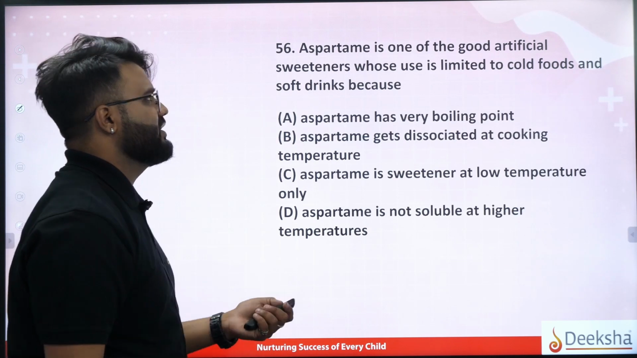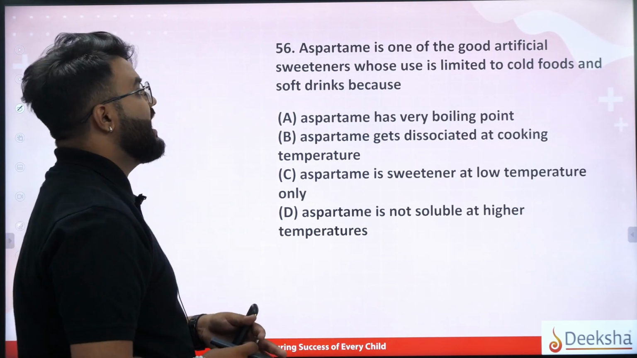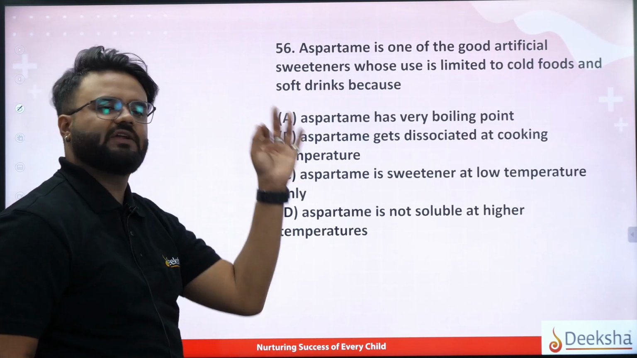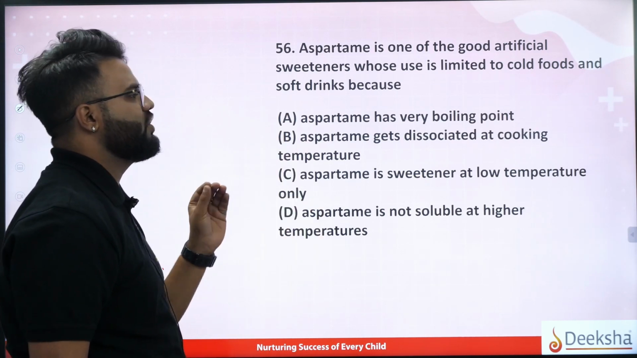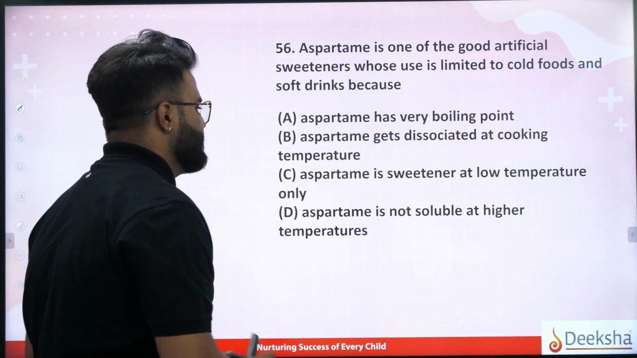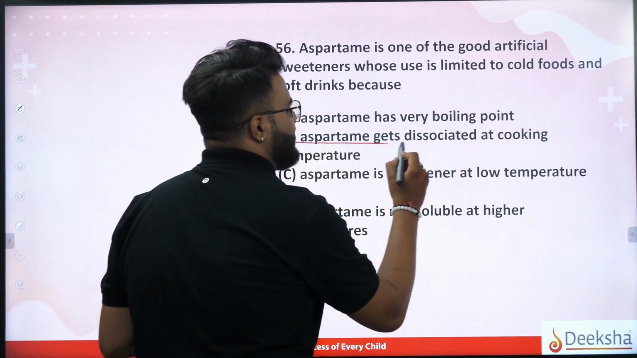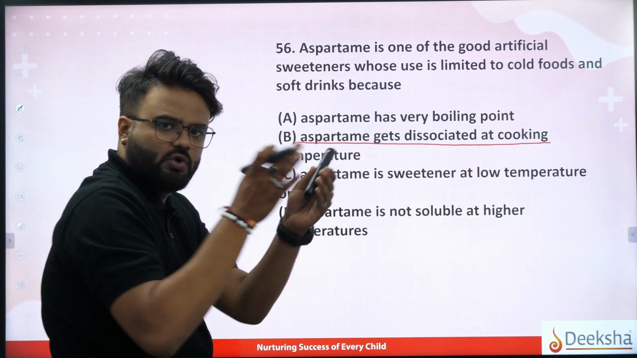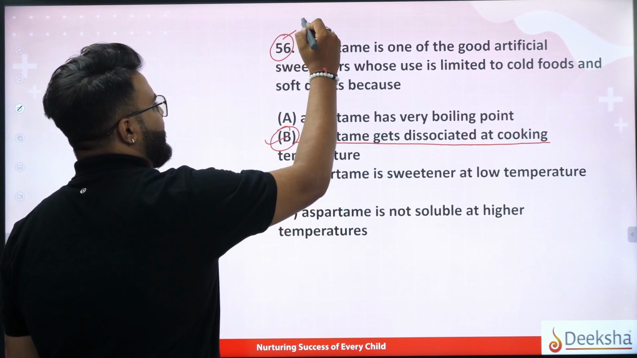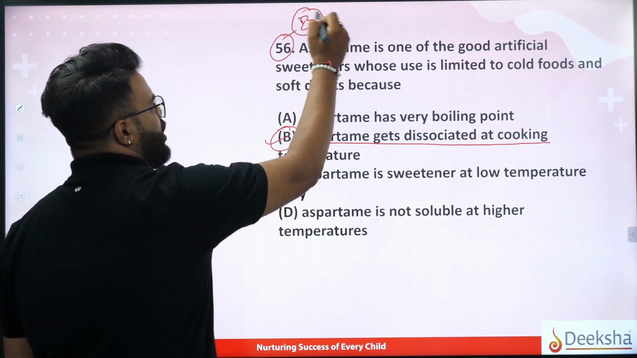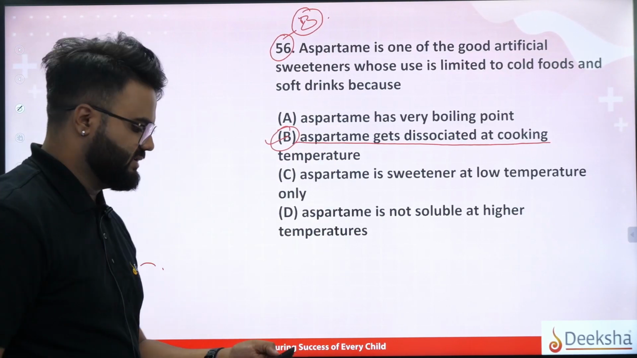The same with question number 56, direct question. Aspartame is one of the good artificial sweeteners whose use is limited to the cold foods and the soft drink because aspartame gets dissociated. It gets dissociated by cooking temperature. That is option B will be a correct answer. For question 56, option B will be a correct answer.